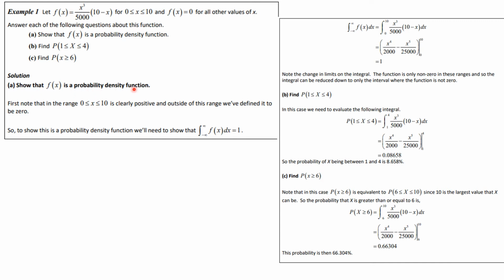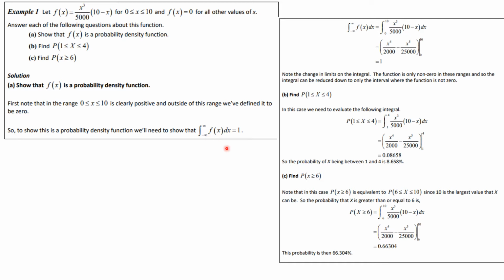To show that f of x is a probability density function, we just have to conclude that it is bigger than or equal to 0. Note that x cubed over 5,000 times 10 minus x, for x between 0 and 10, is clearly positive, and outside of the range we would find it to be 0. So we know that it is non-negative, so that's the first condition. And then we have to show that when we integrate the probability density function from minus infinity to infinity of f of x dx, it is equal to 1.